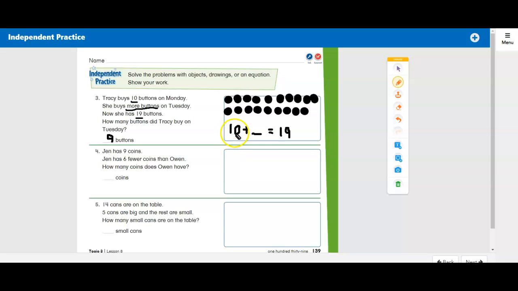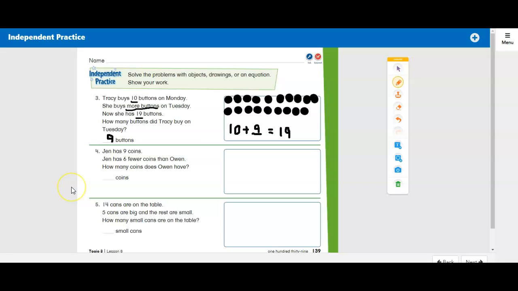So I could also write my equation and say 10 plus what number equals 19? And then I could write 9. So for number 3, 4, and 5, it wants you to solve either by writing an equation, if you have counters at home to use, or if you want to draw. But it wants you to solve all of your problems using one of those ways.